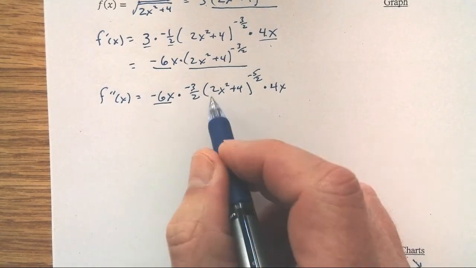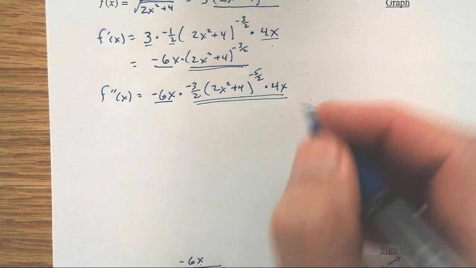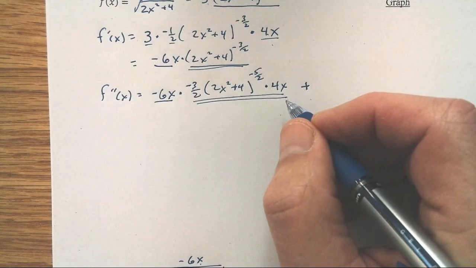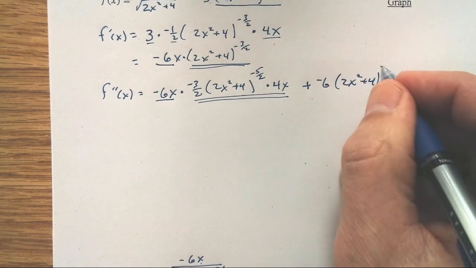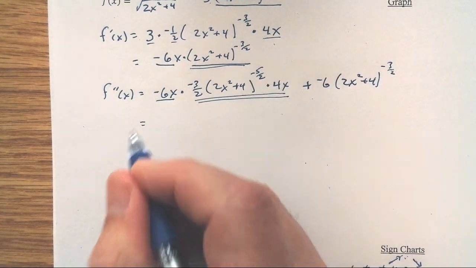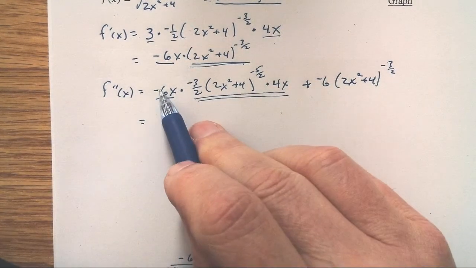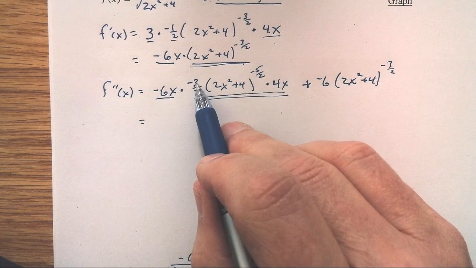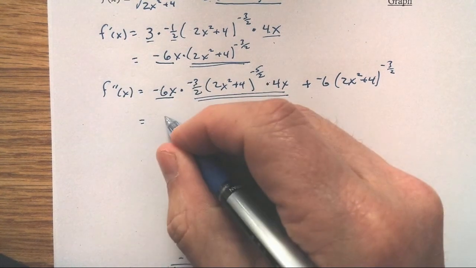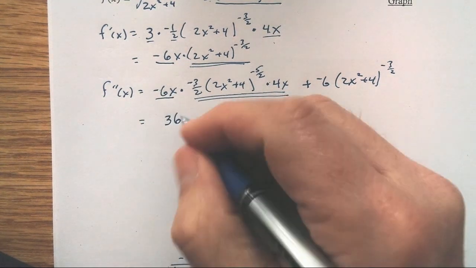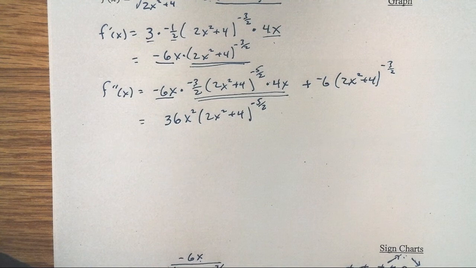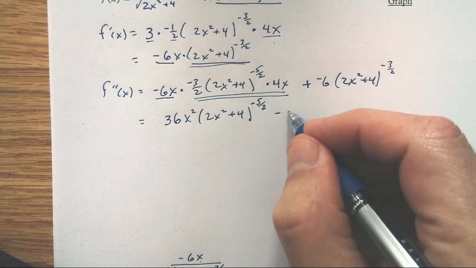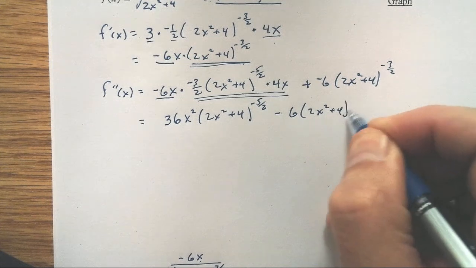But all we've done so far is taken plain old first times derivative of second. Now we need to go plus derivative of first, negative 6, times plain old second, 2x squared plus 4 to the negative 3/2. All right, let's do a little bit of simplifying here. I've got a negative times negative, positive. I've got 6 times 3, 18, divided by 2, 9, times 4, 36. I've got an x here and x there, x squared, 2x squared plus 4 to the negative 5/2. And I'll be honest, more people make mistakes in that step right there than doing the calculus itself. Got a plus negative, so minus 6 times 2x squared plus 4 to the negative 3/2.